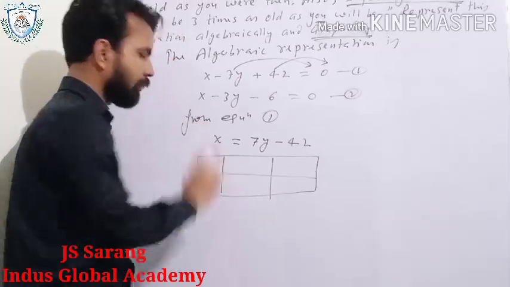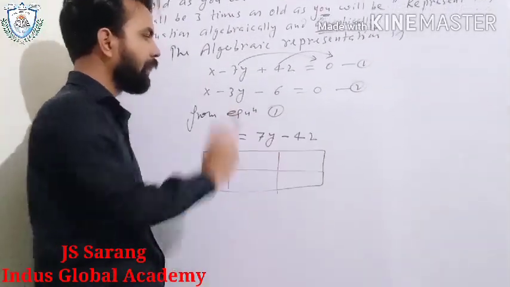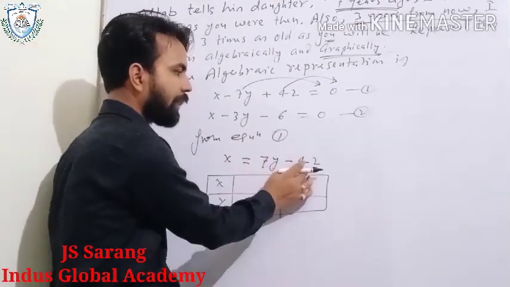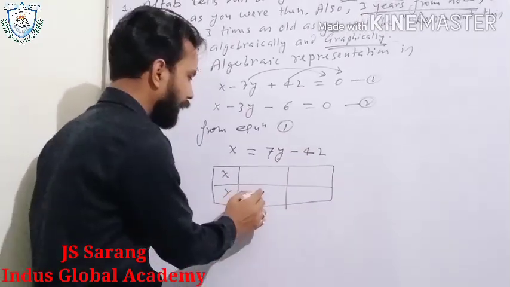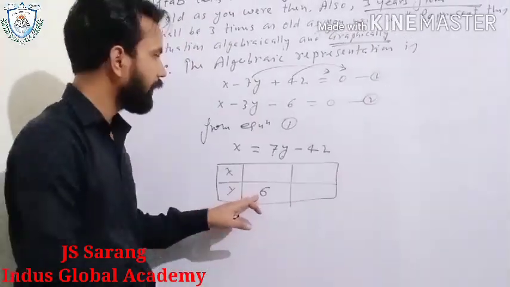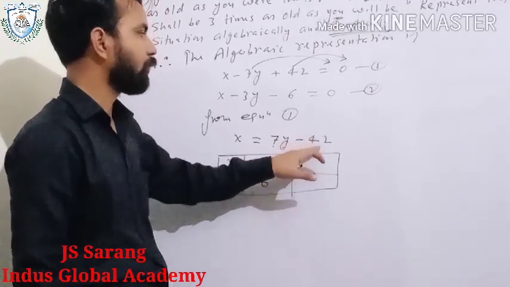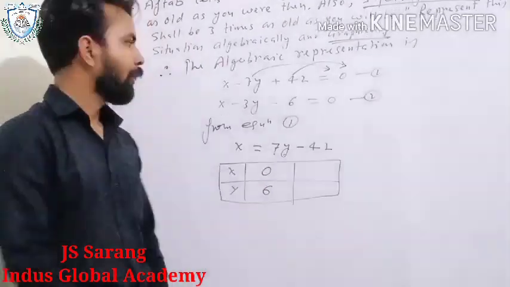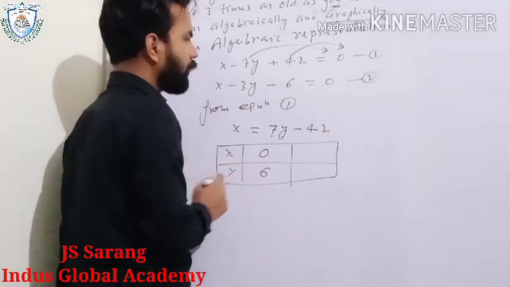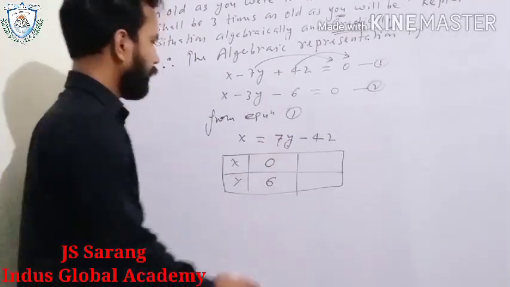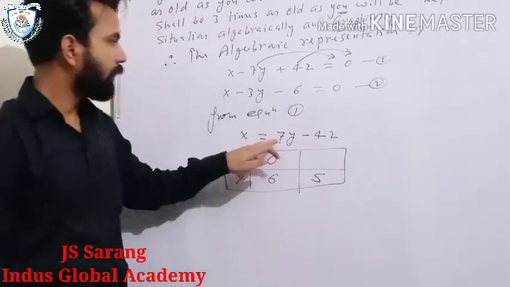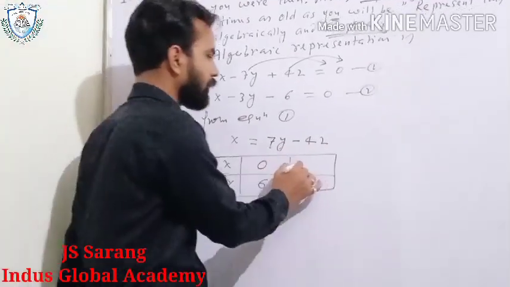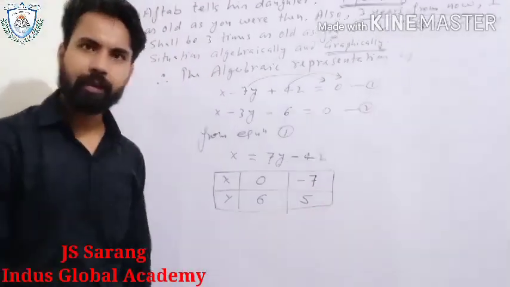Okay, now we have to find the points of x and y. If we put y equal to 6, then 7 sixes are 42, 42 minus 42 gives you 0, which means the value of x is 0. Clear? Okay. Now if we put y equal to 5, then 7 fives are 35, and 35 minus 42 means minus 7. Hope it is clear to everyone.